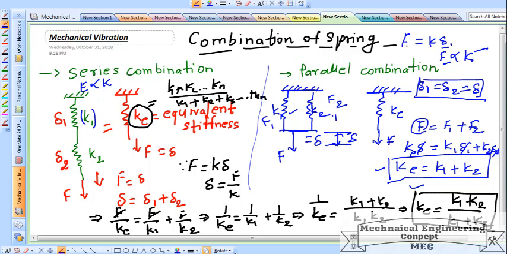If we take a constant F, then K is inversely proportional to del, or del is inversely proportional to K. So the more the stiffness, the less the deflection; the less the stiffness, the more the deflection. Due to that, we consider series and parallel combinations with respect to springs. In vibration analysis, we consider each component as a spring element for calculation simplification, for design simplification, to understand the basic concept of vibration.